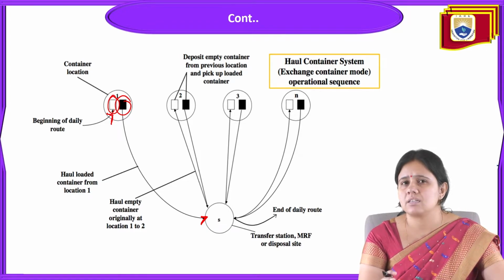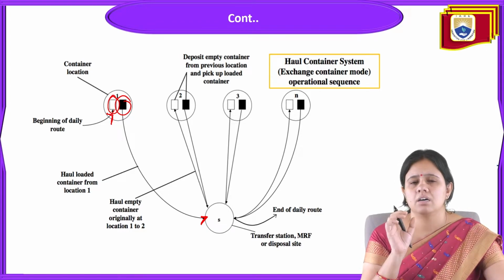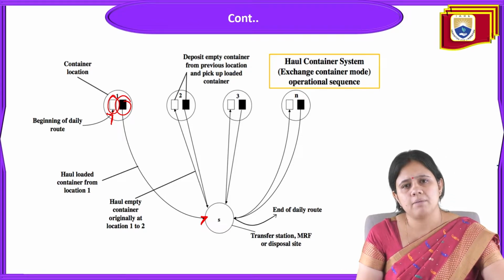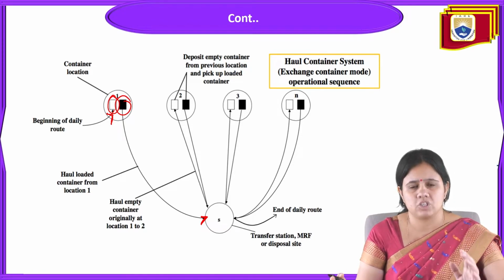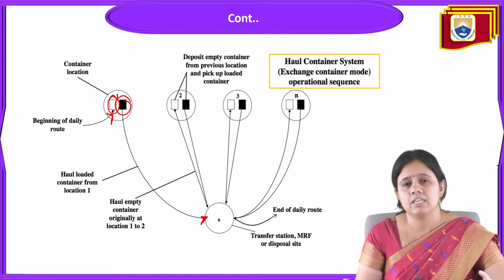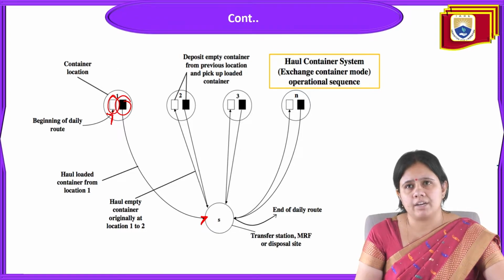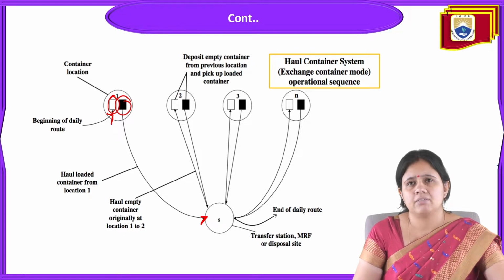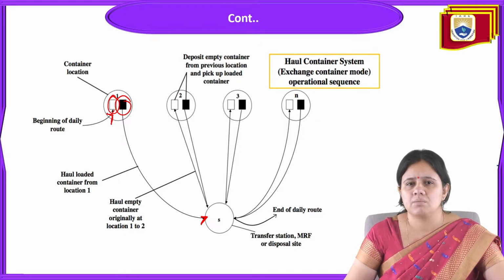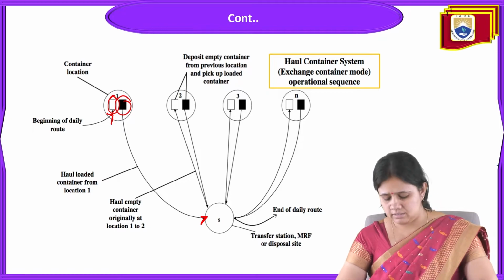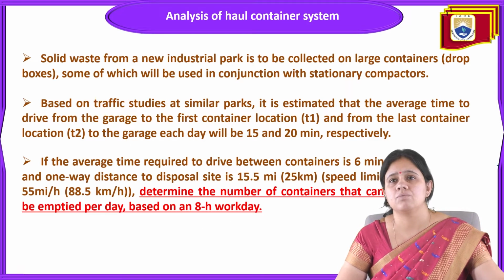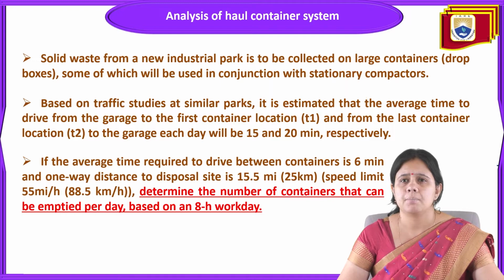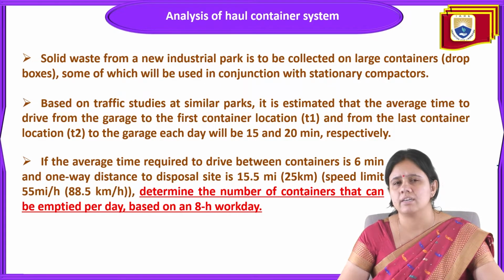In the next lecture, I'll discuss problem statements on both types of haul container system, either exchange mode or conventional mode. So we will get an idea of which one is better, which one is economically viable, and which we should adopt. This is the exchange container type, and the one I discussed earlier is the conventional haul container system. Now we'll do the analysis and solve one problem statement related to this haul container system.